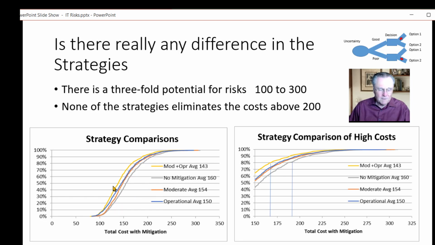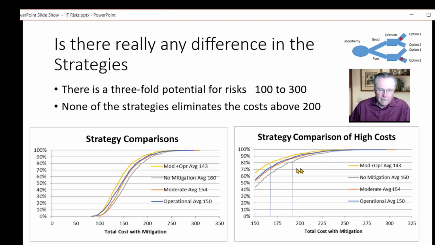Well, maybe you say those don't look very different, but why don't we go look at the high cost side of it? So what I've done is blown this side up to show you this graphic. And we can see that there's a 20% chance with the moderate plus operational that our costs are above, I'll call it 165. Whereas with the no mitigation, there's a 20% chance there's above, call it 190. So this becomes very subjective, whether you want to reduce that risk on this upside, this high cost side. But this is one way to look at it.